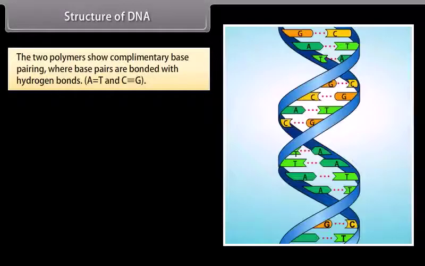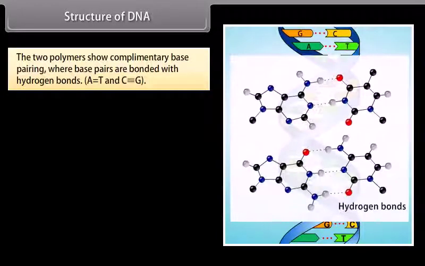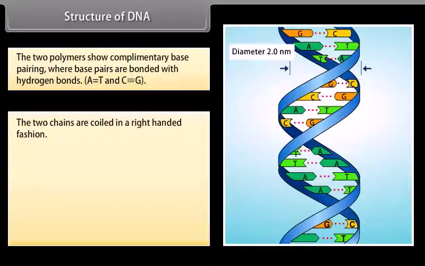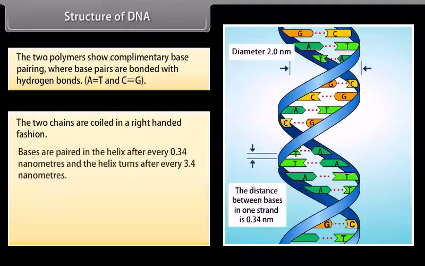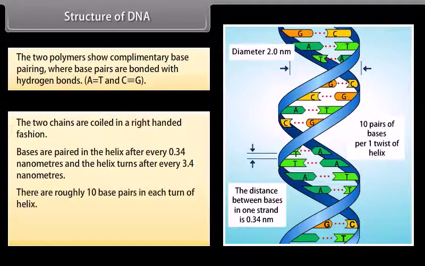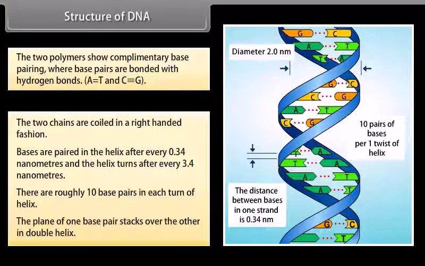The 2 polymers show complementary base pairing, where base pairs are bonded with hydrogen bonds. The 2 chains are coiled in a right-handed fashion. Bases are paired in the helix after every 0.34 nanometers and the helix turns after every 3.4 nanometers. There are roughly 10 base pairs in each turn of helix. The plane of one base pair stacks over the other in double helix.